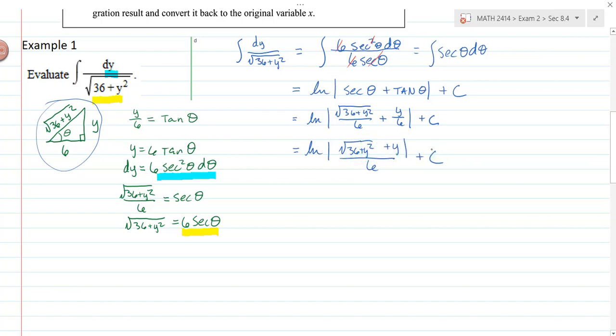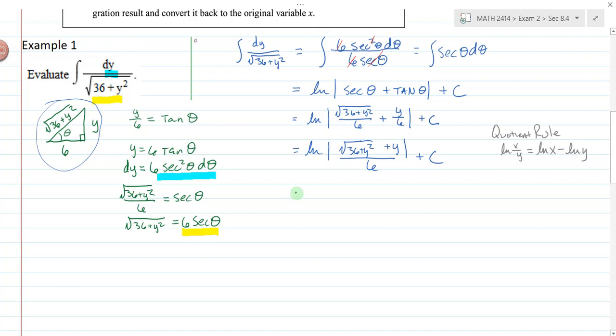Now on your test, I would accept this as an answer, but when you go to check your answer in the back of the book, it's probably not going to have that because we can use properties of logs to rewrite this and get rid of an arbitrary constant. Let that c absorb it. So do you remember the quotient rule for logs? Right, if you have the natural log of a quotient x over y, you could rewrite that as the natural log of x minus the natural log of y.